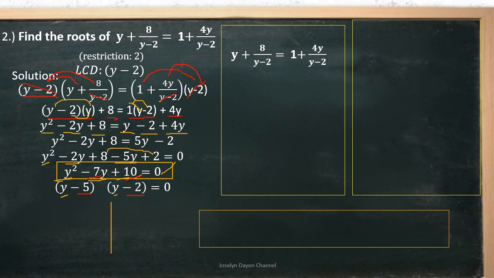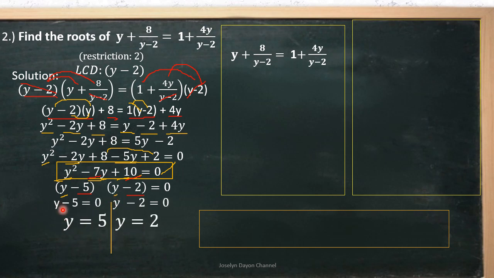Negative 5 multiplied by negative 2, the product is 10, and when we add negative 5 plus negative 2, the sum is negative 7. So the pair of our factors is correct. Equate each factor with 0, and then solve for y.